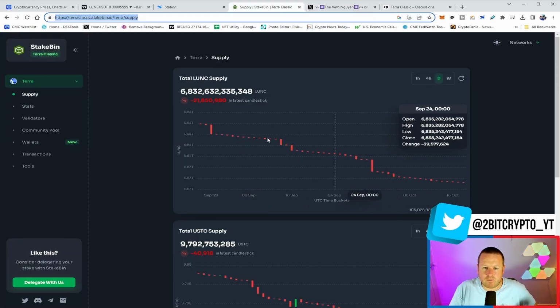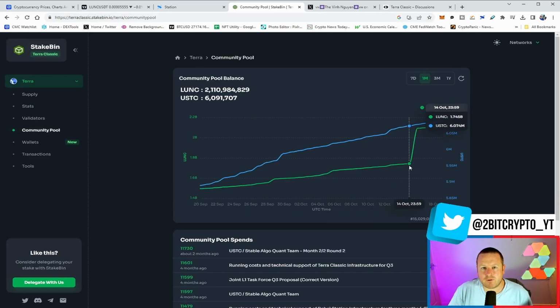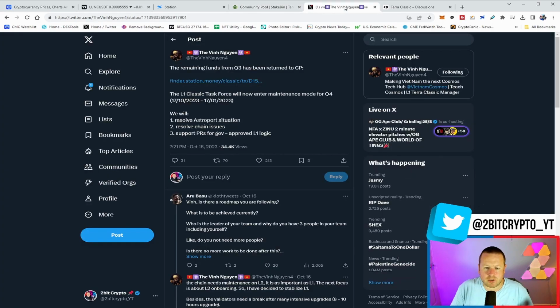We obviously continue with the burns. 21.8 million were burnt yesterday. But here's the good news. We got the refunds from that L1 task force team. They deposited money back into the community pool, giving us some more funds. Now, there could be a number of reasons why they've done that. Ultimately, they didn't quite get done what they expected. You can see here, it says remaining funds from Q3 have been returned to the community pool.